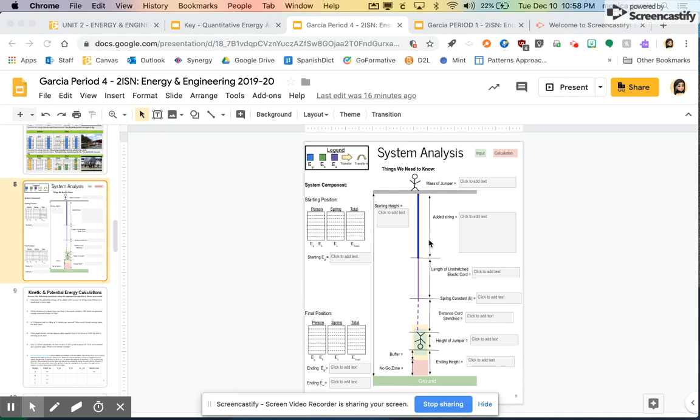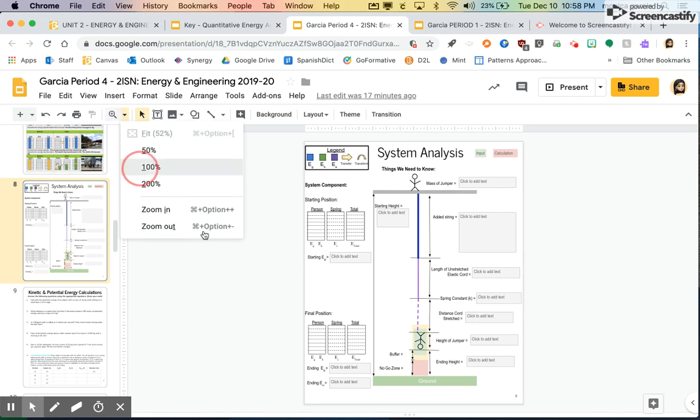So we're going to start today with reviewing the system analysis. This is kind of the overview of where we are in the unit. So first and foremost, I want you to fill out these bar charts for the starting position of the jumper and then the final position of the jumper. I'm going to zoom in here so you can see what I'm talking about.